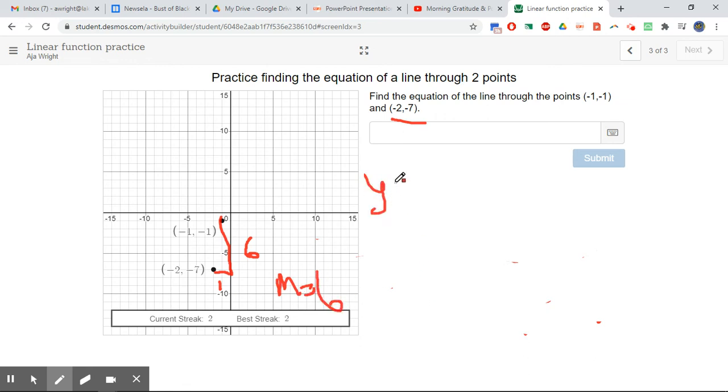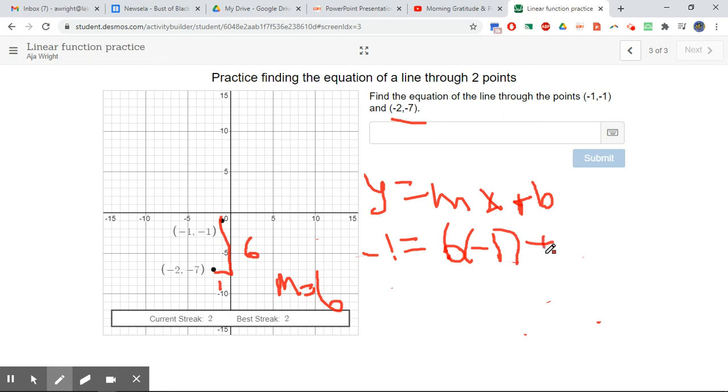So then we're going to plug this into y equals mx plus b. And let's pick -1, -1 for our test point. So y is going to be -1. M is 6. X is -1. And B is the mystery. Okay, so that looks like a B, but that's a 6. Okay, so, and that looks like an exclamation mark for some reason, but that's a 1.